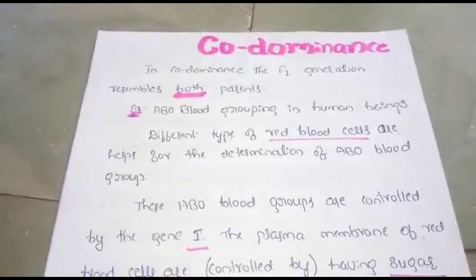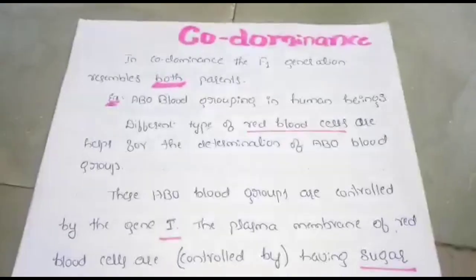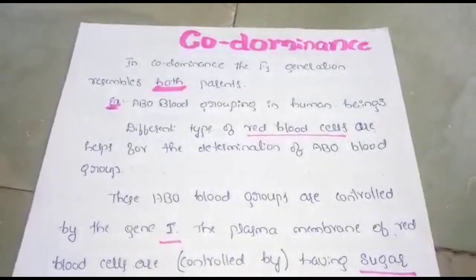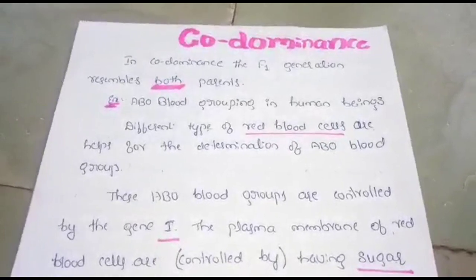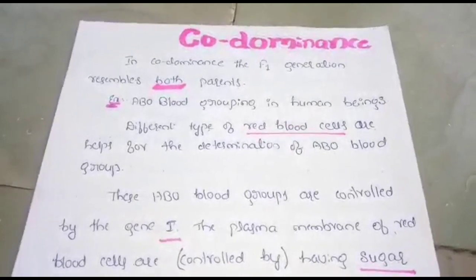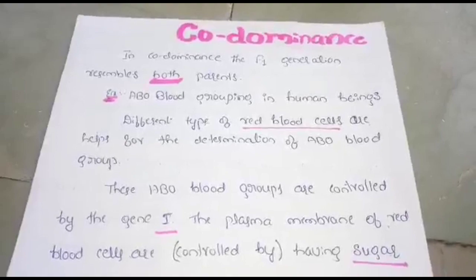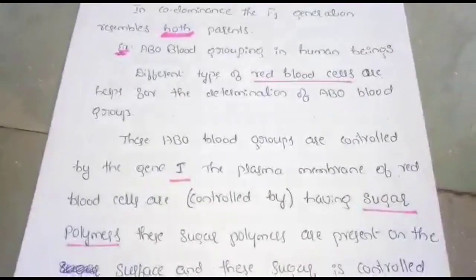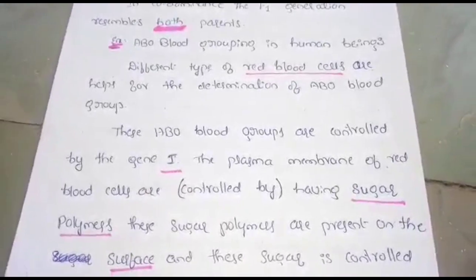The best example for codominance is the ABO blood grouping in human beings. ABO blood group is determined by red blood cells. Different types of red blood cells help in the determination of ABO blood groups. These ABO blood groups are also controlled by a gene.